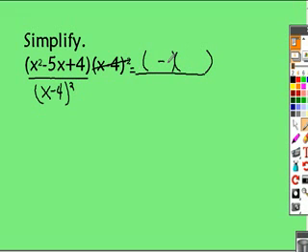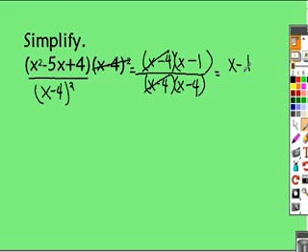Sign, post minus. X is in the first position. 2 factors of 4 become as 5, which is 4 and 1. Here, this x minus 4 squared, just write it out twice. That way you can cancel the one on the top and the bottom, and you have x minus 1 over x minus 4.